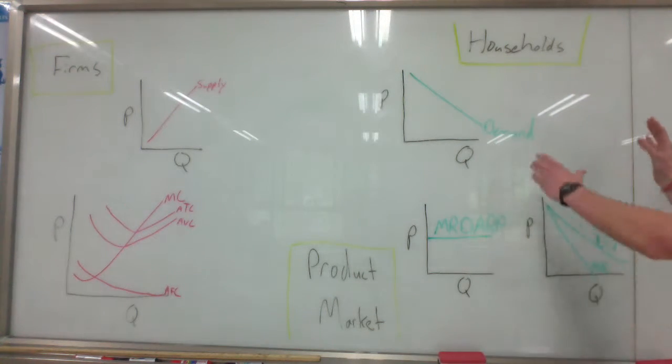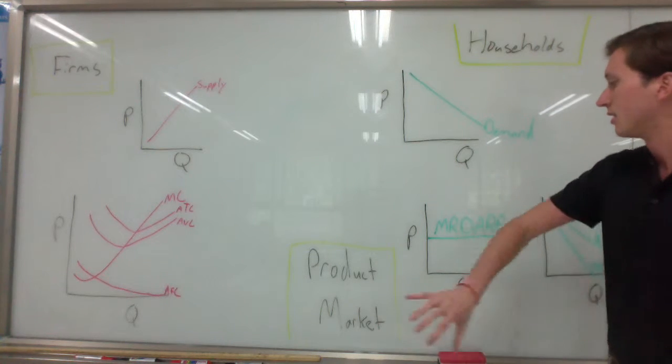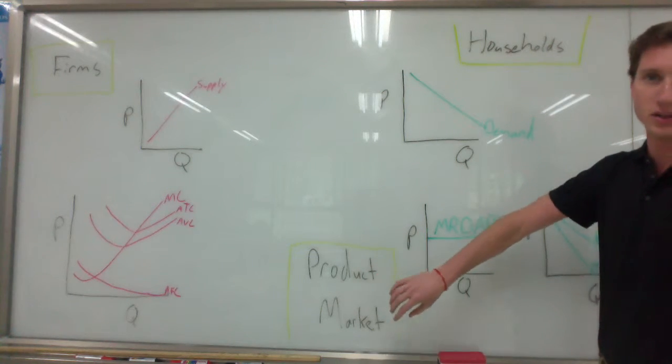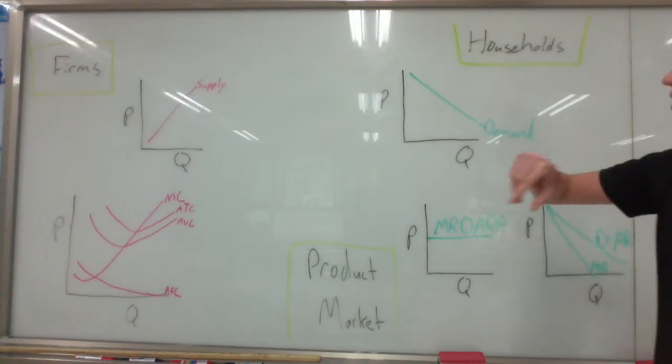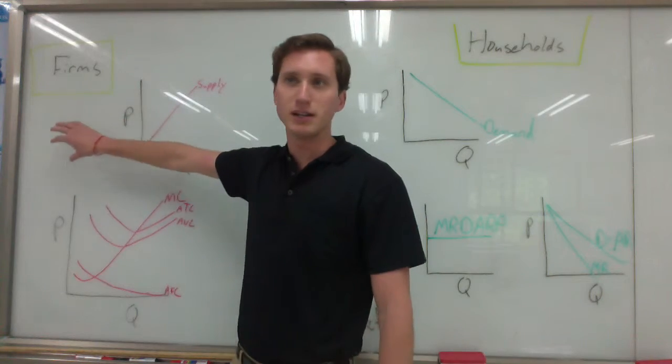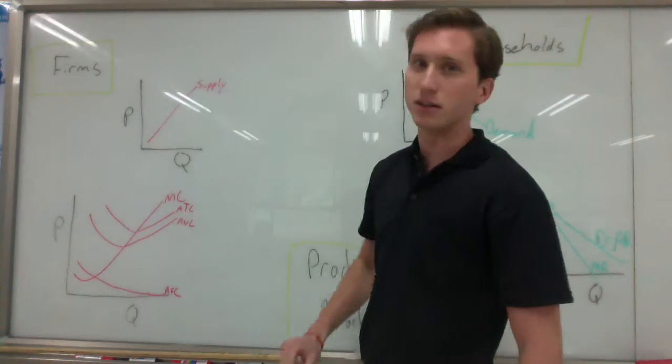So households, these are our consumers. They're demanding goods, products, and services in the product market. This is where people are buying their goods and services. So we have the demand; they make up the demand curve. Now firms, they're the ones who are supplying goods and services to the product market. They make up our supply curve.